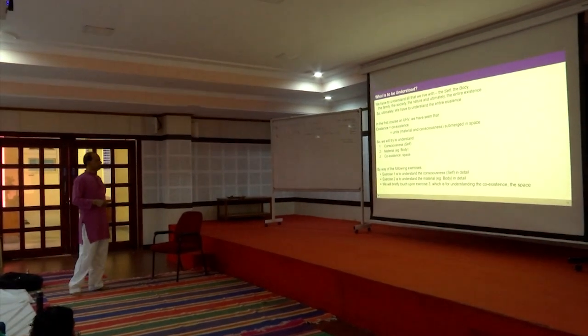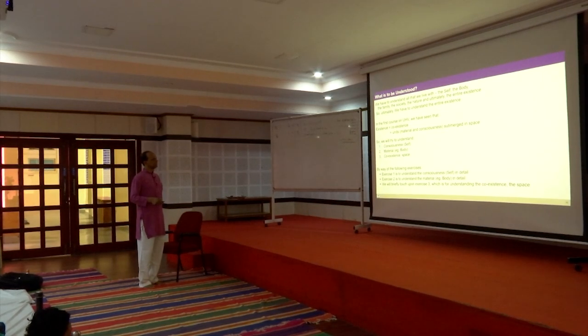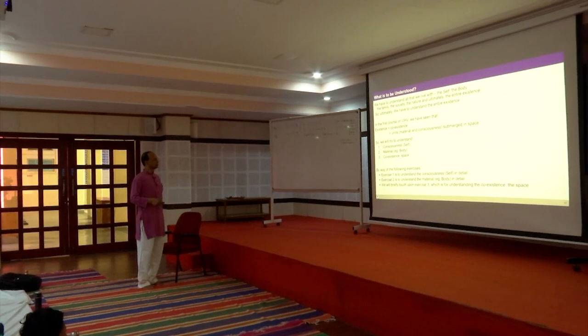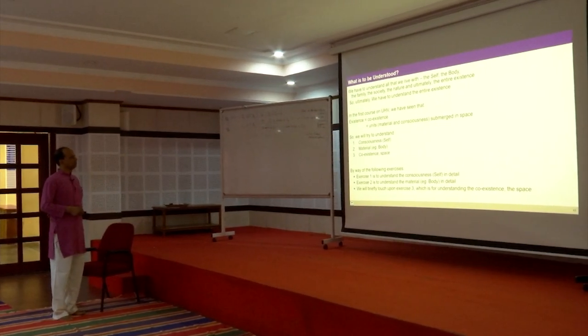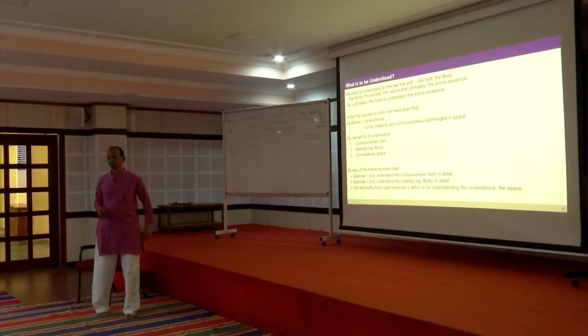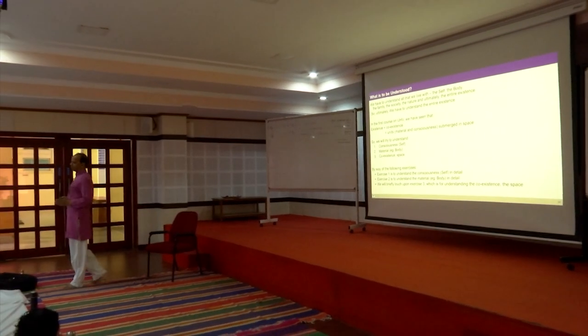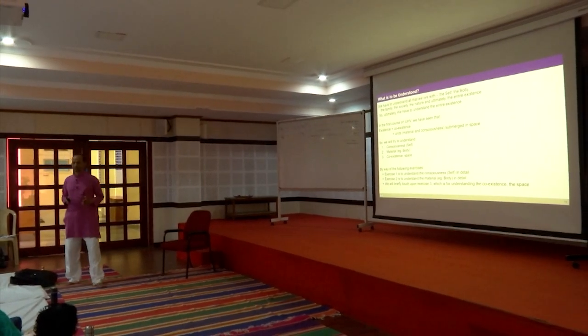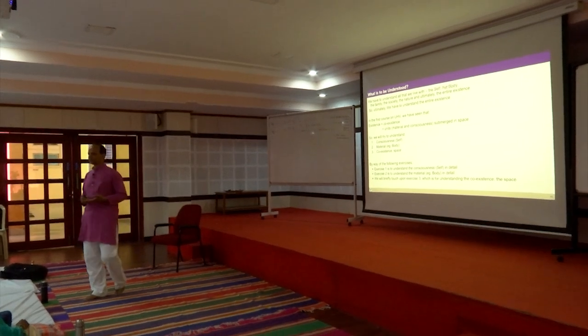So by way of doing these exercises, exercise 1 is to understand the consciousness in detail. Exercise 2 is to understand the material, that is the body, in detail. And briefly touch upon exercise 3, which is for understanding the coexistence of the space. So, what is the goal? To ensure right understanding. What is right understanding? To understand consciousness, material, and the submergence of consciousness and material in space.